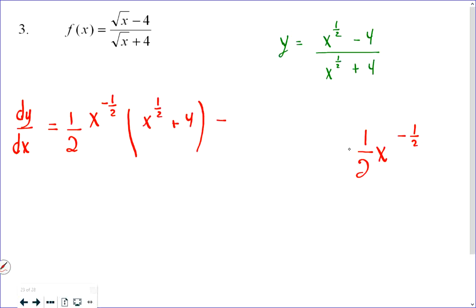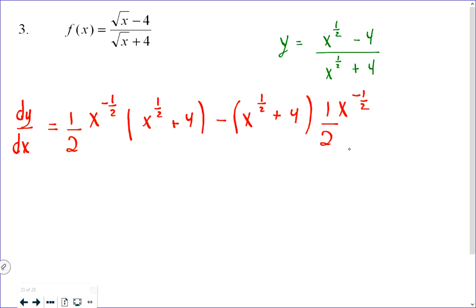And then I have minus the top, which is x raised to the half plus 4, multiplied by the derivative of the bottom, which is 1/2 x to the negative half. And of course it's over x to the half plus 4, which is the bottom quantity squared. I have a feeling that this should be a minus.